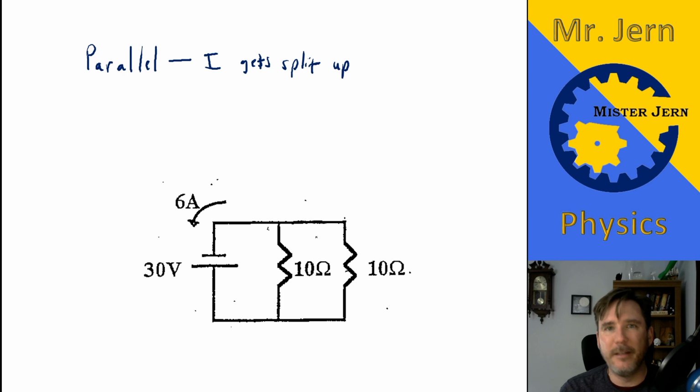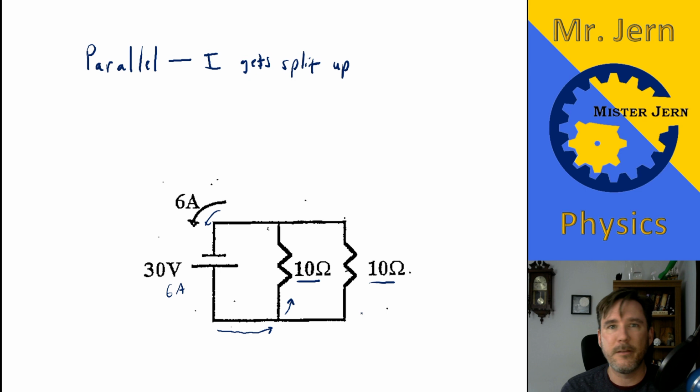Basically, what's happening is we have 6 amps coming down around the corner right here. It's going to go through the battery, so that means it's going to be 6 amps coming through the battery. But then when it gets to this point, it splits up. Each resistor is 10 ohms of resistance. They're equal, so the current is going to split up equally, which means you're going to get 3 amps going through this branch of the circuit, and 3 amps going through this branch of the circuit.